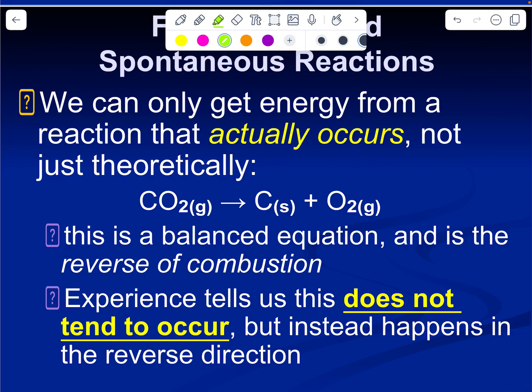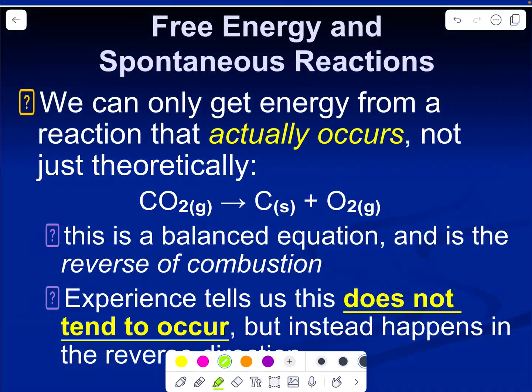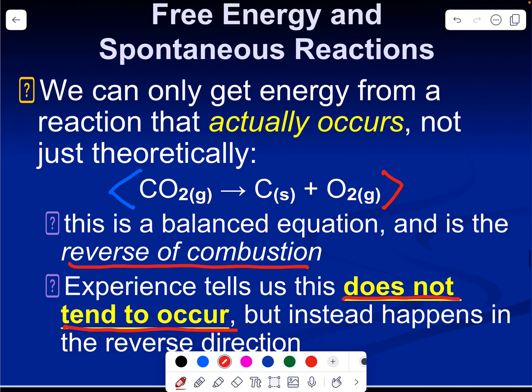Spontaneous reactions. We can get energy from a reaction that occurs, not just theoretically. Let's consider this reaction right here. This is a reaction. It's a balanced chemical equation. It's the reverse of combustion. And experience tells us that this reaction does not tend to occur. It happens in the reverse direction. So we're not going to get any ability to do work out of this reaction.